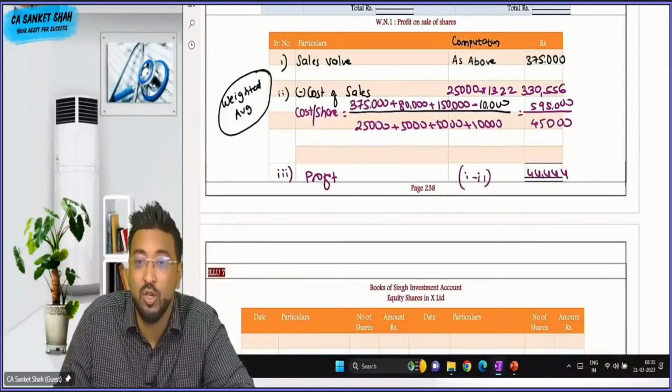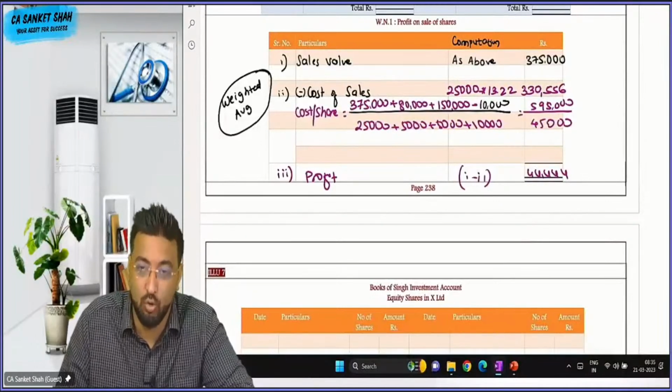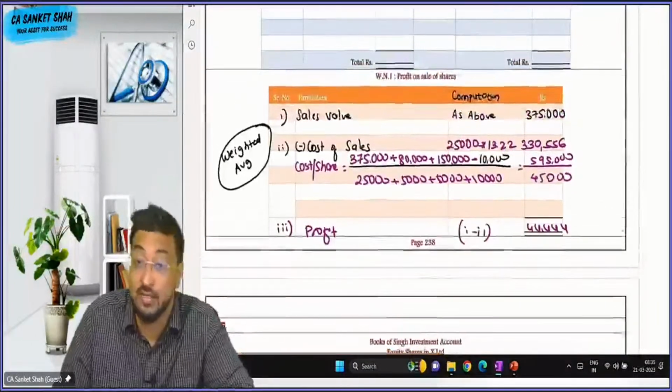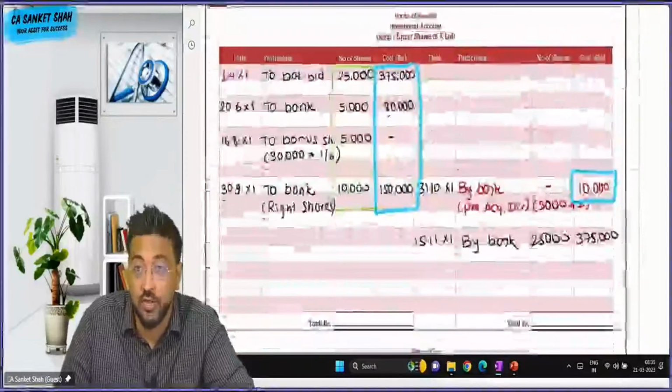What is weighted average of shares? It is a compulsory working note. And why use weighted average? Yes, you have to think about the logic.